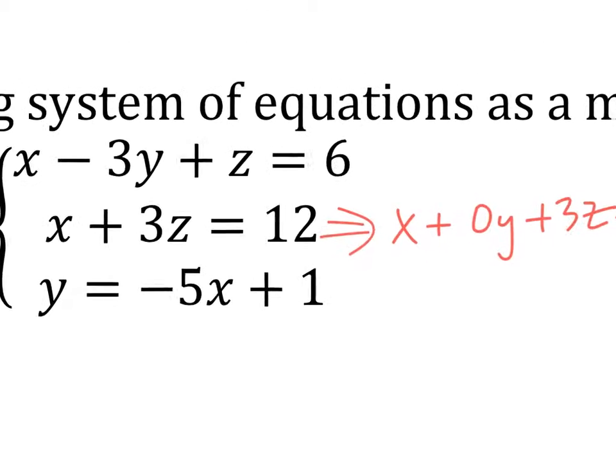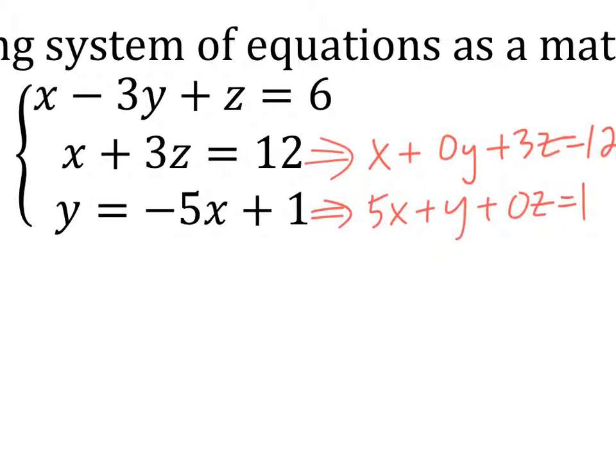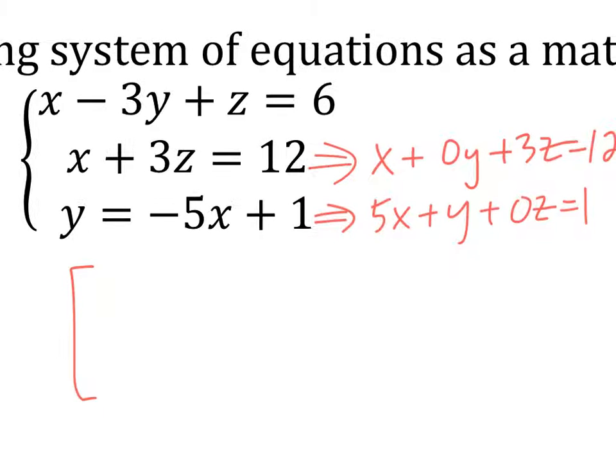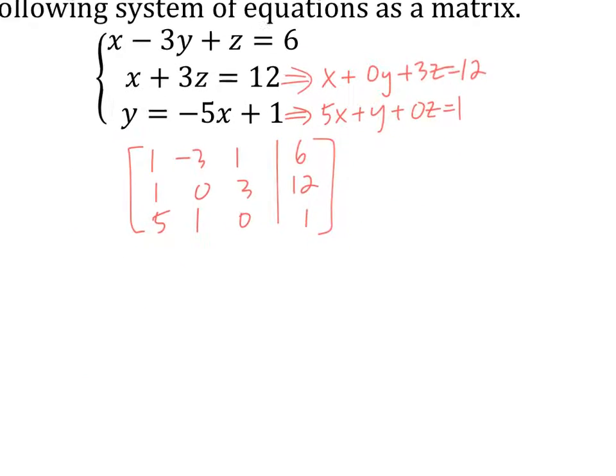The last one is not in the correct form. We need to move x. So that's 5x plus y. Since there is no z, it's 0z equals 1. Okay, if the variable is missing, you put a 0. So then this becomes 1, I'm sorry, not 1. I'm not looking at it. Oh, yeah. 1, negative 3, 1, 6. 1, 0, 3, 12, and 5, 1, 0, 1. Good? Okay, let's try one more.